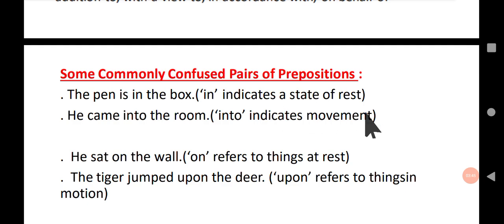In indicates a state of rest. That means I can simply say I am in my room or I am in my class, right? So that means you're there in the class, you're not moving anywhere. That is your position. Next, when you say he came into the room, it indicates some movement. I'm walking into the classroom. Sir is coming inside the classroom. So where there is momentum, where there is movement or motion of the action, there the preposition must not be in, it must be into.